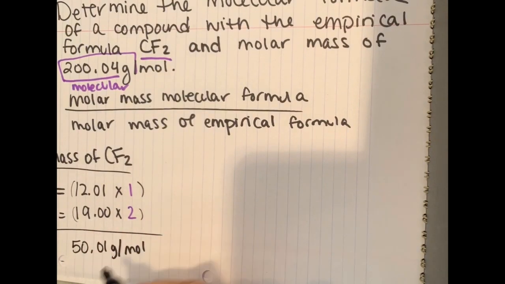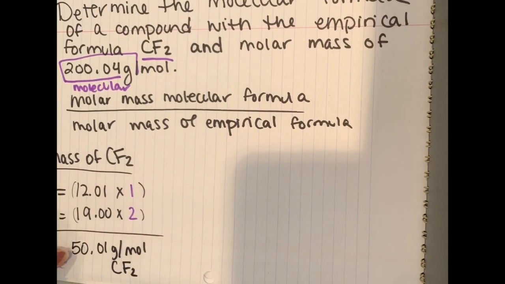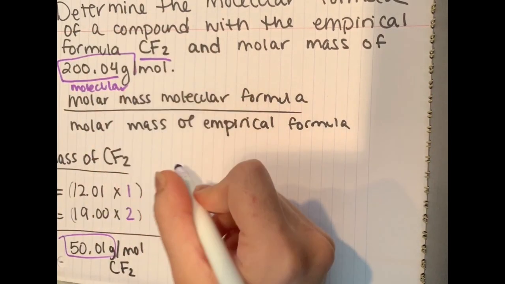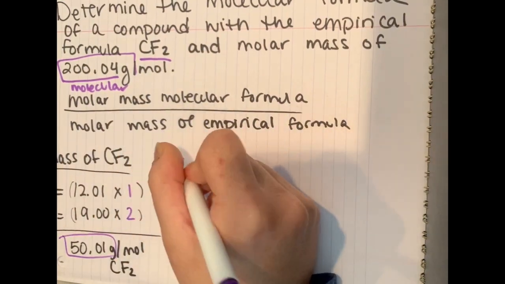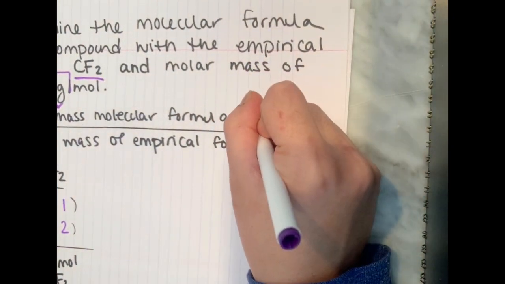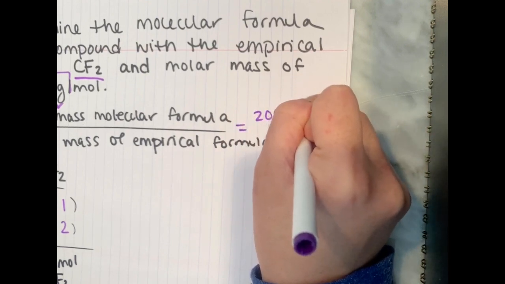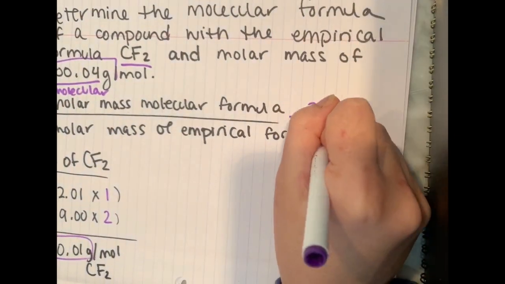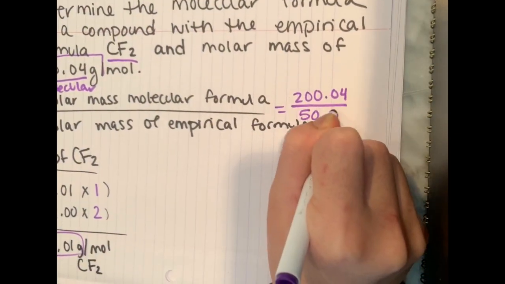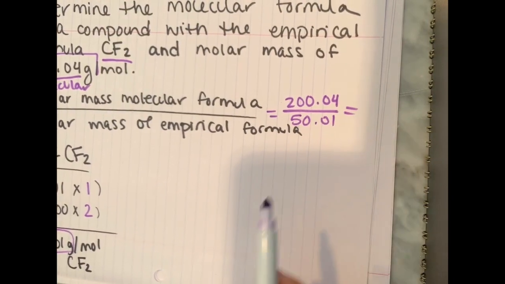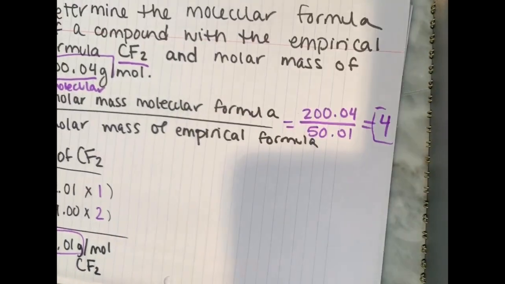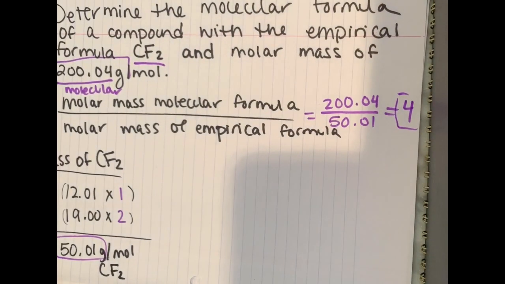per mole for CF2. Now all I have to do is plug in my 2 values. So I'm just going to do the molar mass of the molecular formula. I'll just write it right next to it, which is 200.04. And then the molar mass of the empirical formula, which is 50.01. If you plug that into your calculator, you'll get exactly 4, okay? And these problems, you're always going to get a whole number. If you didn't get a whole number, then you didn't do something right, okay?